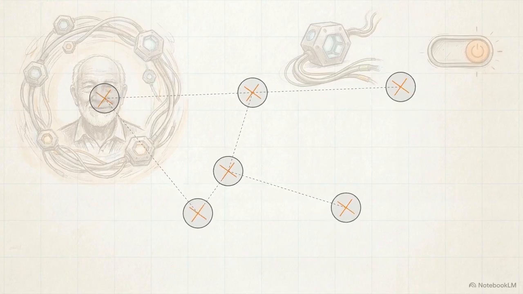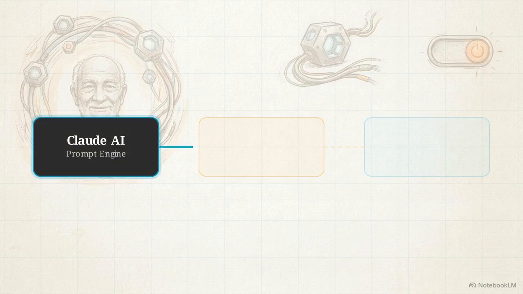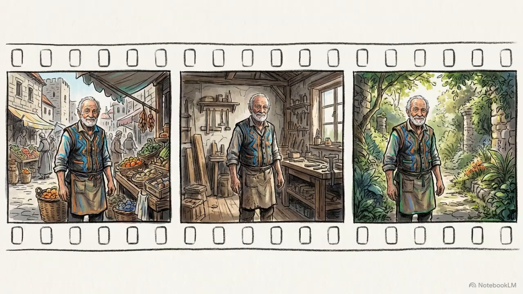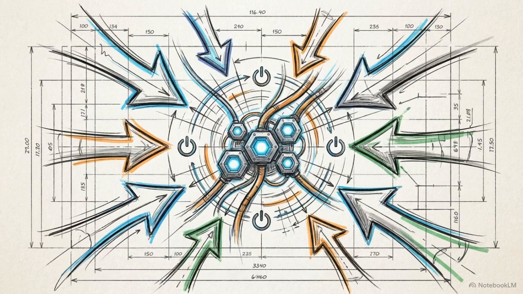We can bypass that grind by setting up a direct data pipeline between Claude AI, the Higgs Field MCP protocol, and Google Whisk AI. This connection forces the system to maintain strict character continuity across an entire narrative. Chaining these specific tools transforms the process from an unpredictable experiment into a controlled, bulk production factory. Here is how you build that pipeline.